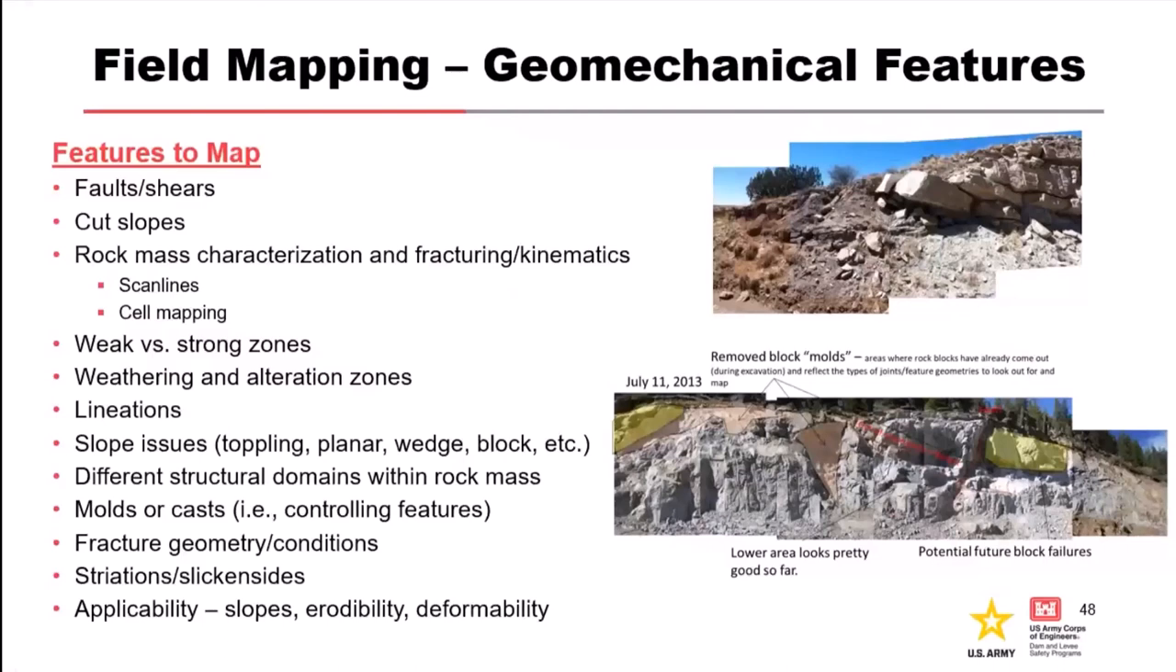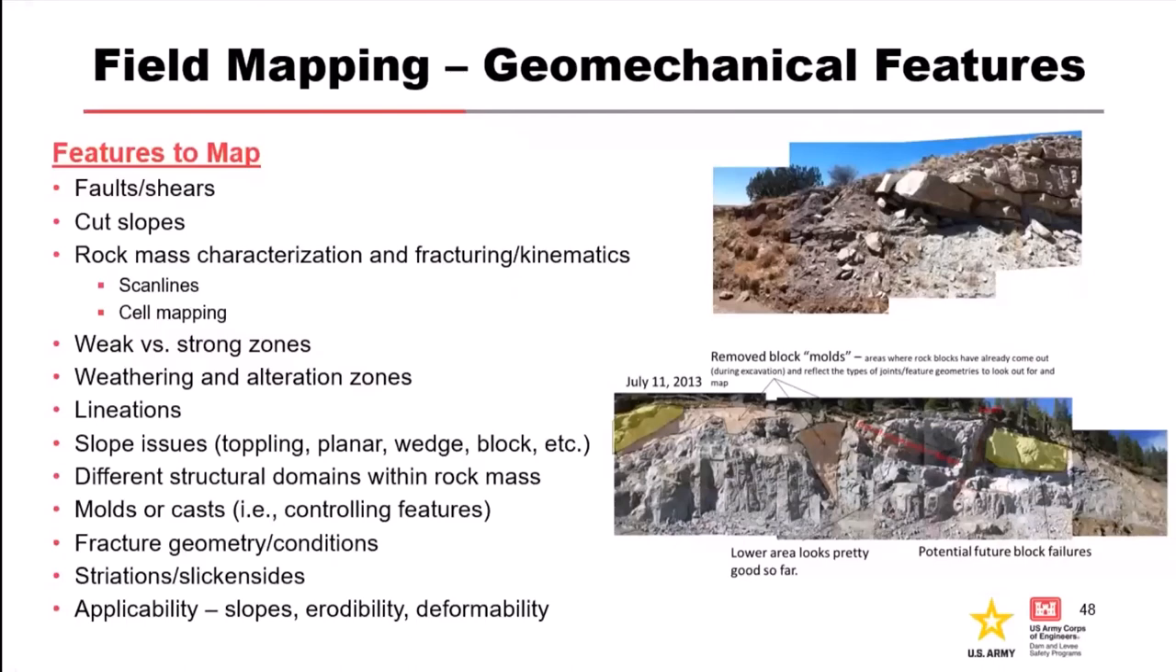Geomechanics features, obviously fault shears, map cut slopes, top of cut. Engineered cut slopes are often important to depict, the upper and bottom part of the blasted zone, rock mass stuff, scan line cell mapping. I'll show you what that looks like real quick. Weak and strong zones, weathered zones, again, the lineations.